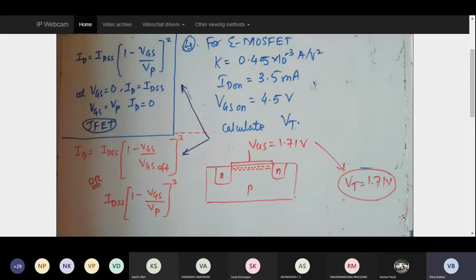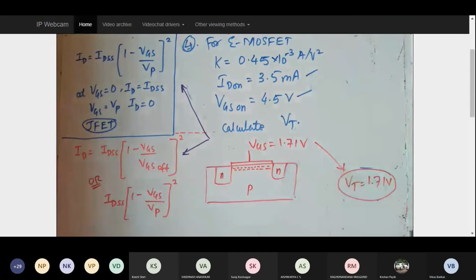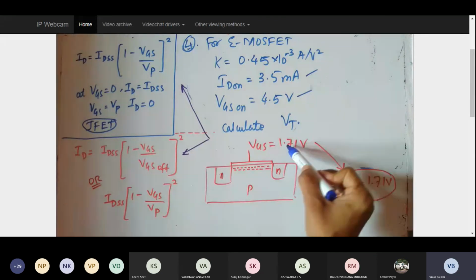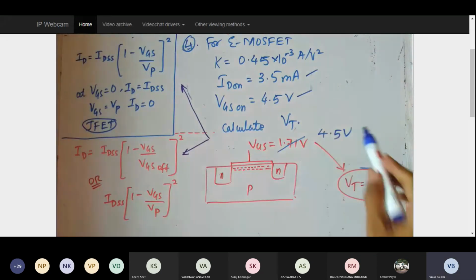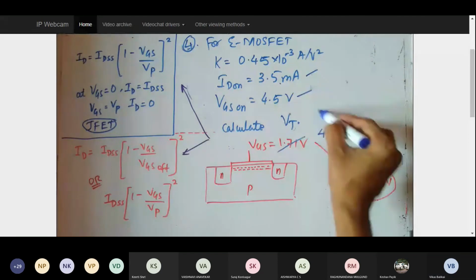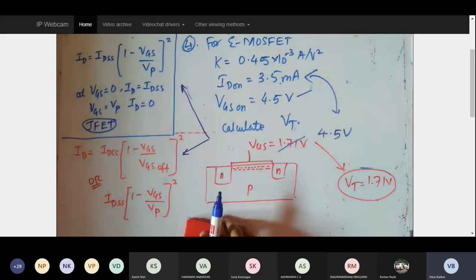And what about this one? 4.5 volt VGS and ID on is equal to 3.5 milliampere. What is this? So this means the channel has formed, but if I keep on increasing this voltage to 4.5 volts, a current of 3.5 milliampere will be flowing. It indicates that. Is that clear? Yes, sir.